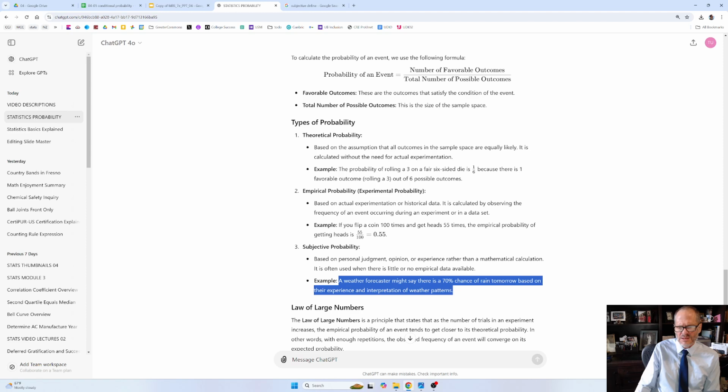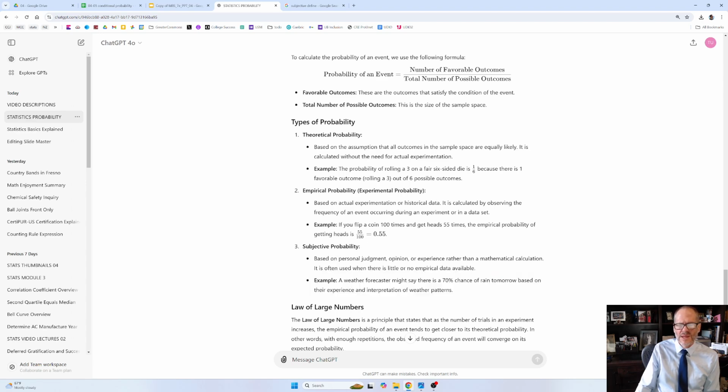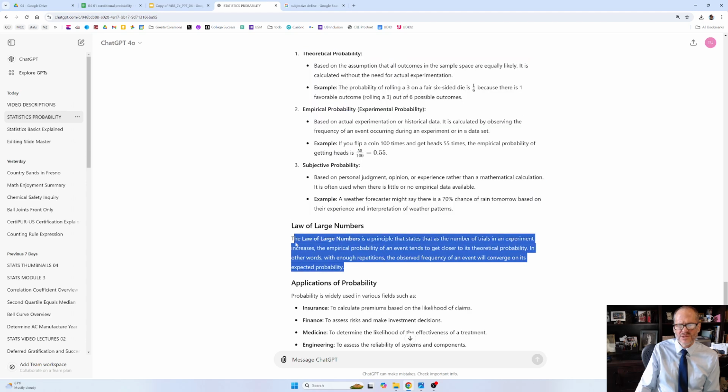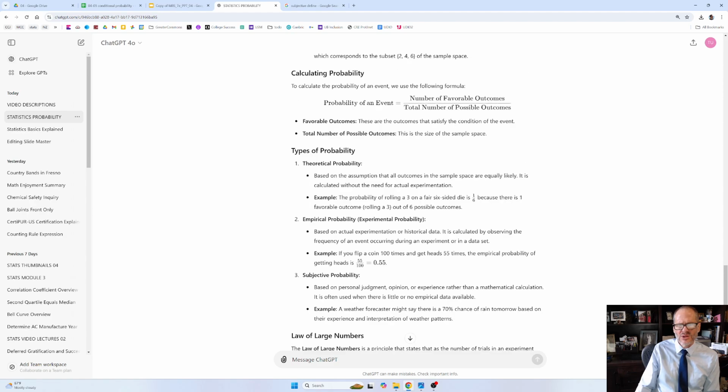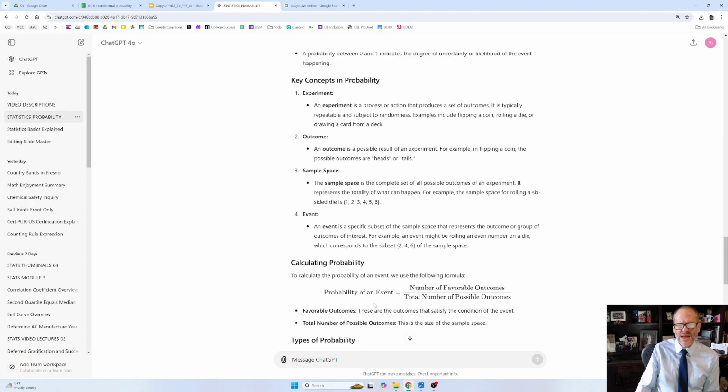So a weather forecaster might say there's a 70% chance of rain tomorrow based on their experience and interpretation of weather patterns. Or I might say that I should be looking left and right every time I go through an intersection. I've seen enough cars running red lights that I need to be looking left and right every time I go through it. So here's the law of large numbers. We've talked about it, but there's a definition of it. You can pause the video and read it. And then there are little applications of probability and a summary. Just to provide a little bit of review, read through that right there.